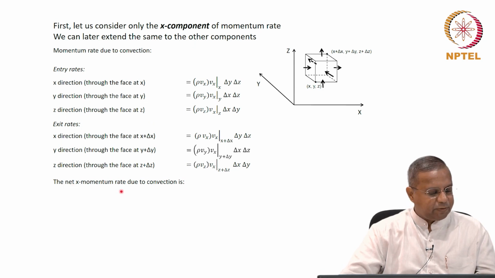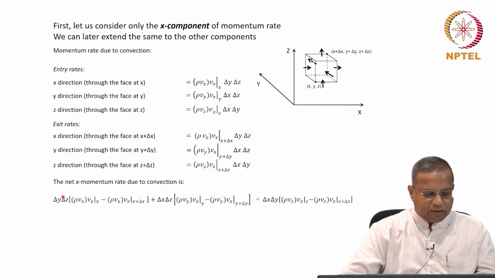Therefore, the net x momentum due to convection is going to be delta y delta z rho Vx Vx at x minus rho Vx Vx at x plus delta x. And similarly, you have a term for the y direction component and the z direction. The x momentum in the y direction, the x momentum in the z direction. That's what it means.